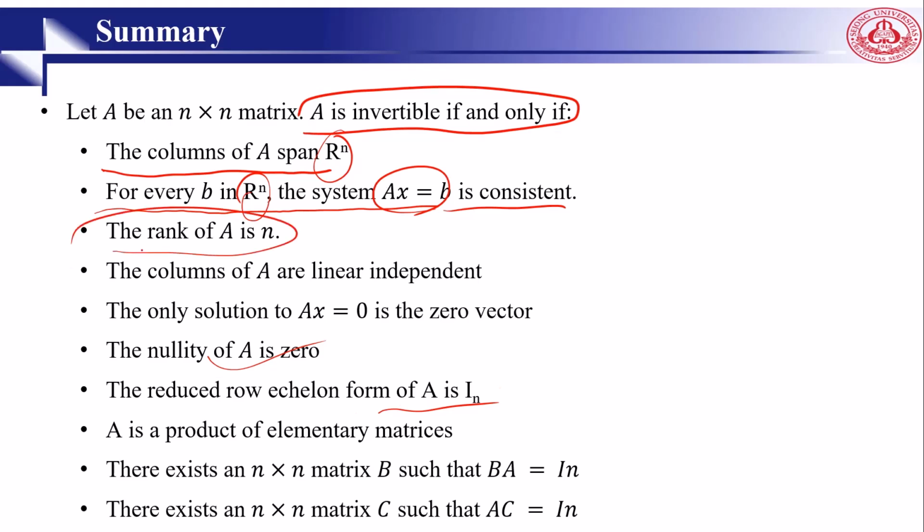For example, the rank of A is n. If the rank of a matrix A is n, it means the matrix has full column rank. In other words, the number of linearly independent columns in A is equal to the number of columns it has, right? Or for example, in the case of linear independence, if the columns of matrix A are linearly independent, it means that none of the columns in A can be written as a linear combination of the others.